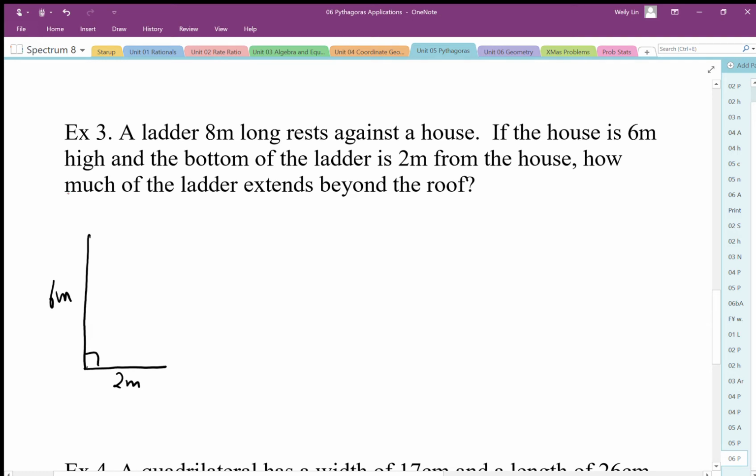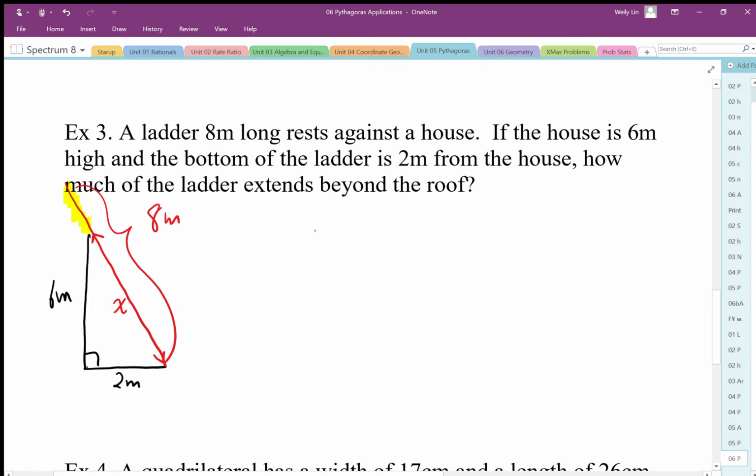So what ends up happening is our 8-meter length extends past the top of the house. So this is what we're looking for. We're looking for how much the ladder extends beyond the roof. So what we're going to do then is we need to figure out this length, we'll call x. Well, that really just ends up being the hypotenuse of this right triangle.